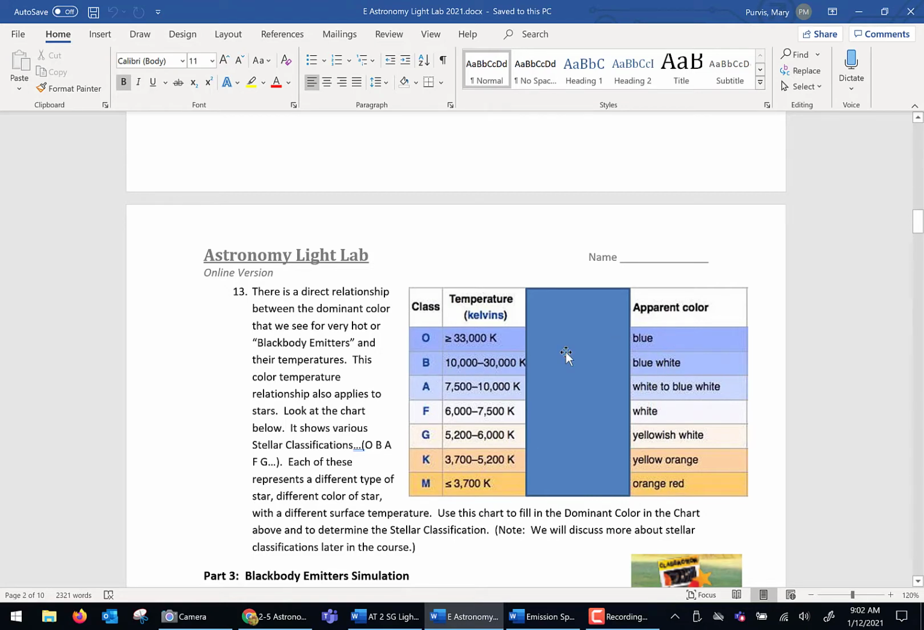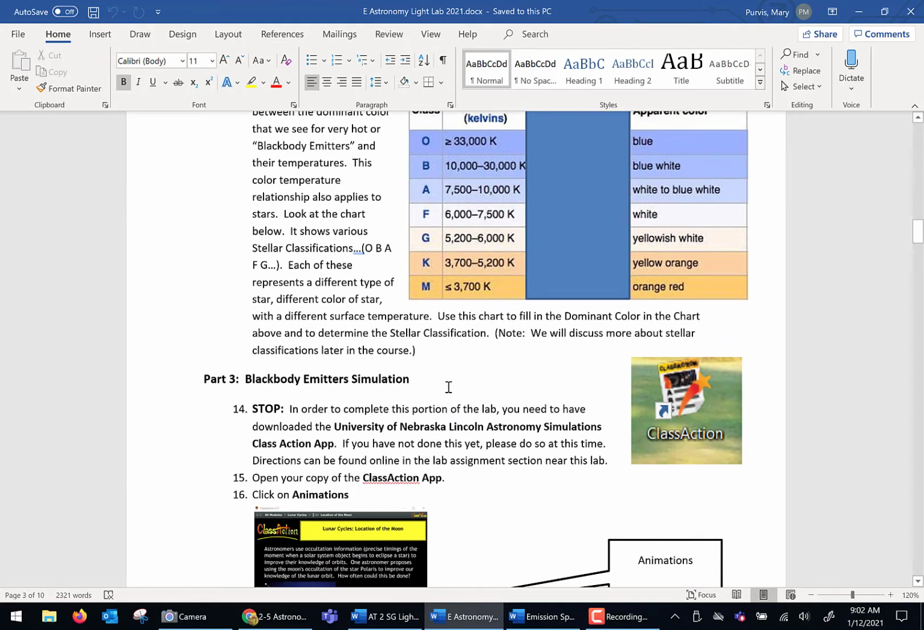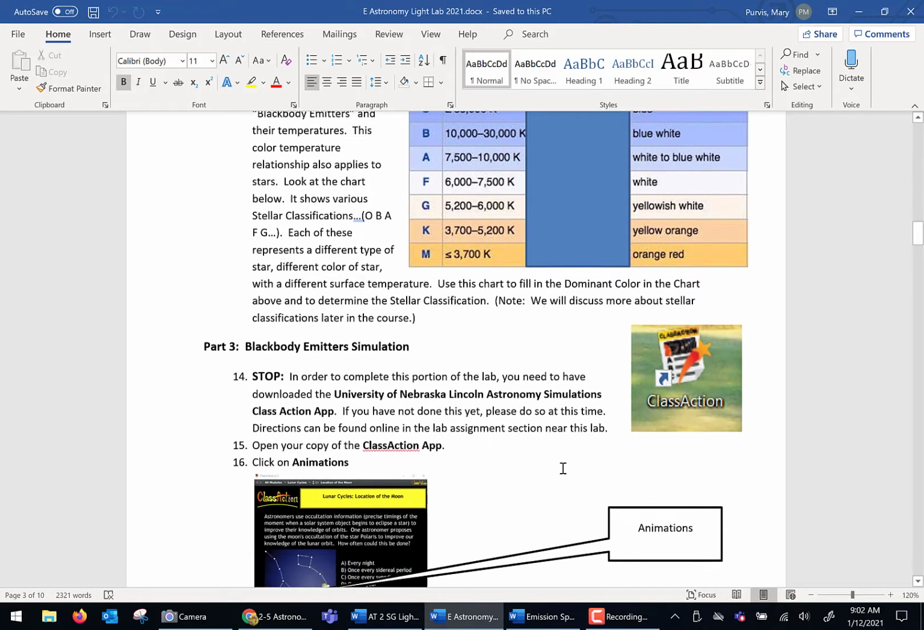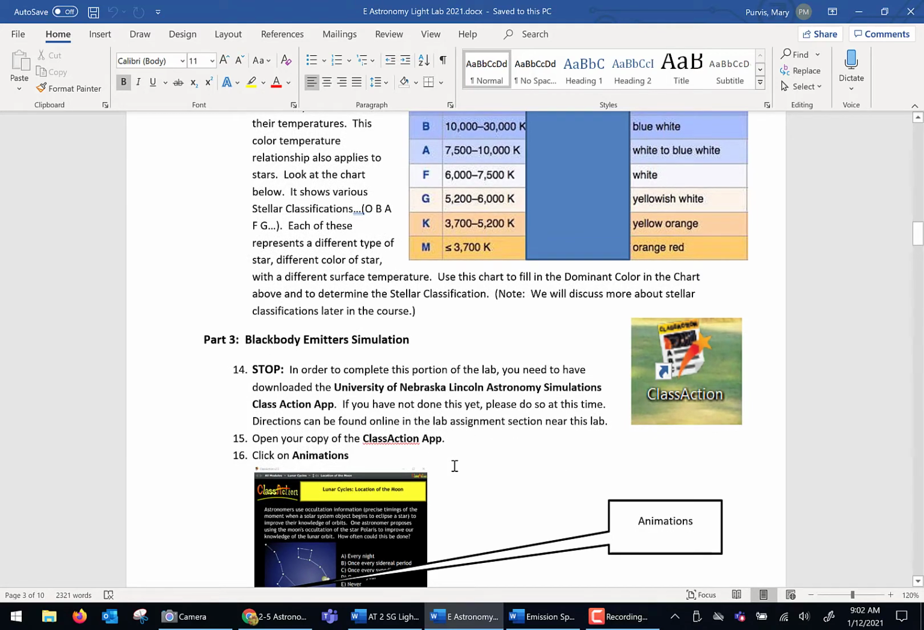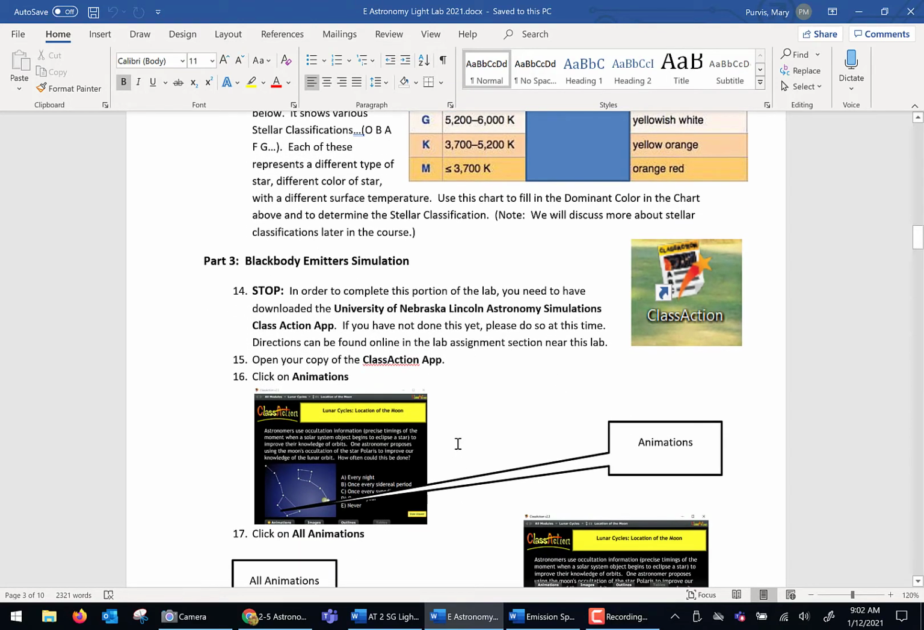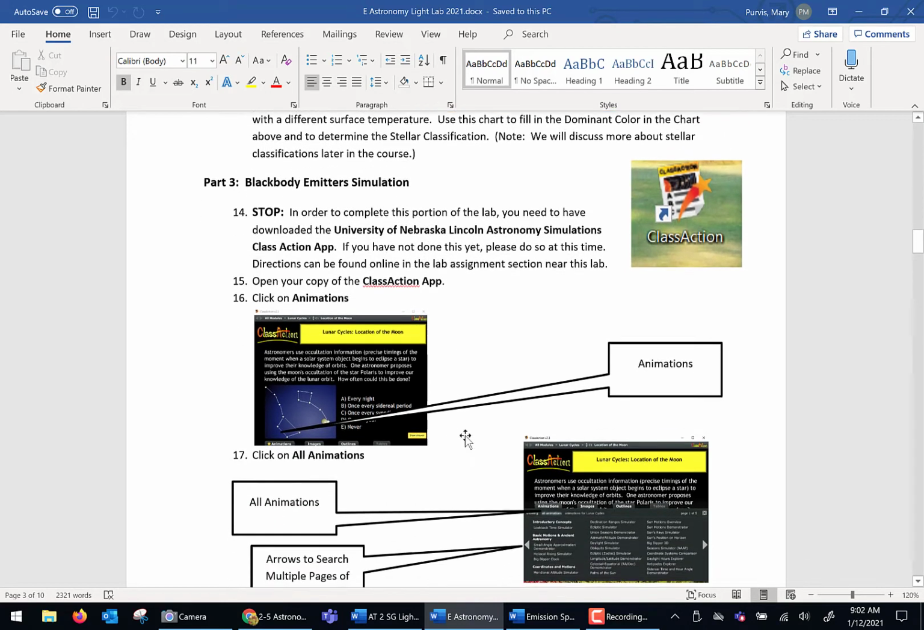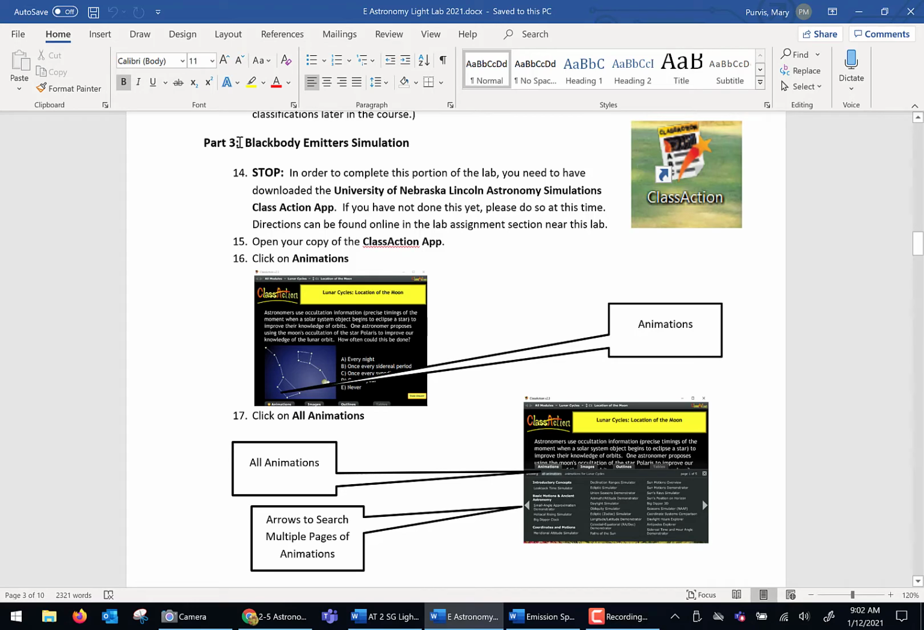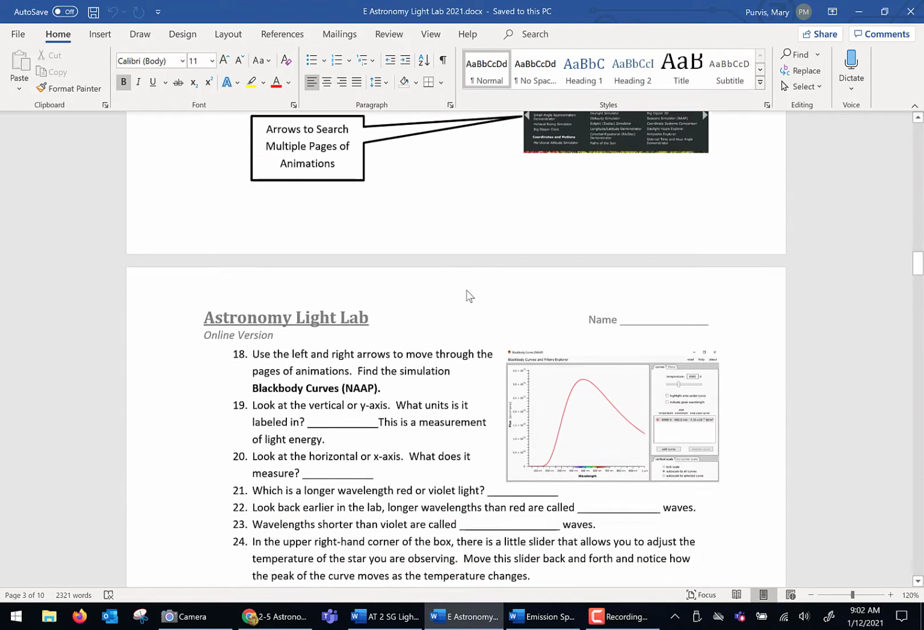This is an important part of astronomy, and we will explain more parts of it as the class unfolds. We are once again going to use your class action software that you downloaded earlier, and I'm going to give you detailed instructions on how to find the specific simulation you're going to use for every single week. And this time we are going to look at one involving black body emitters, and stars happen to be black body emitters. We'll talk more about this specifically in lecture.